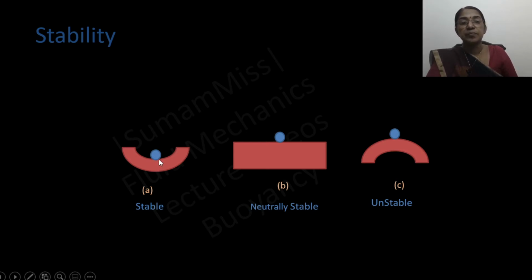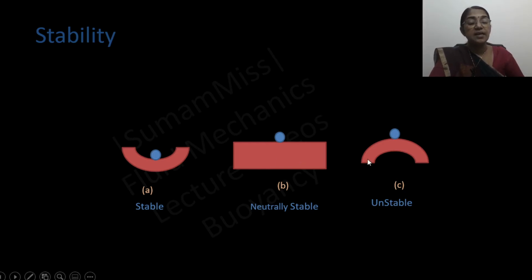This is because a restoring force developed due to gravity will return the ball to its initial position. So that means the ball is in stable equilibrium. In case B, when we move the ball to the right or left, it would stay put at its new position. It does not show any tendency to return to its initial position, nor does it move away from the existing position. So in this case, the ball is neutrally stable.